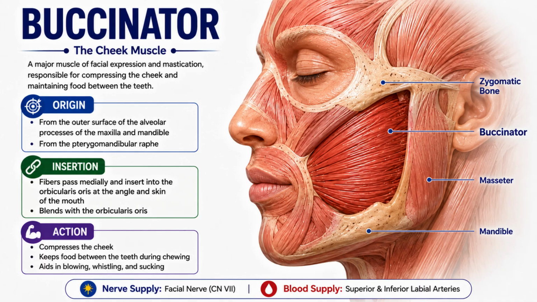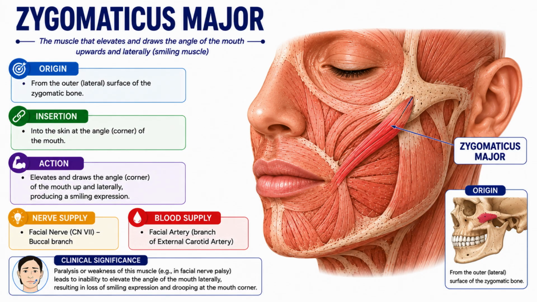Its main clinical significance is any paralysis or weakness in the muscle leads to the inexpression of the facial muscles. It is commonly affected in a Bell's palsy condition. Next one is the zygomaticus major.